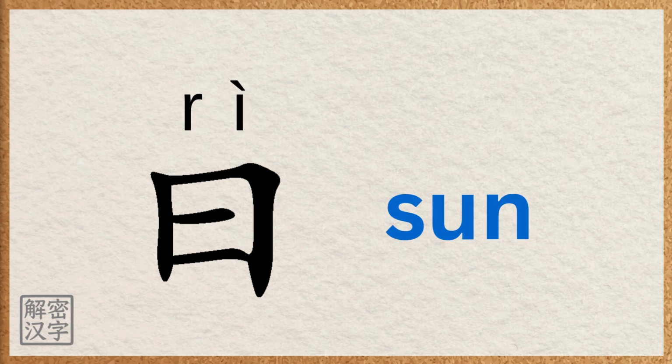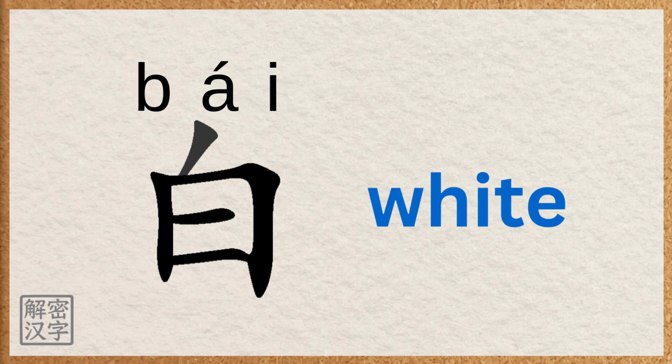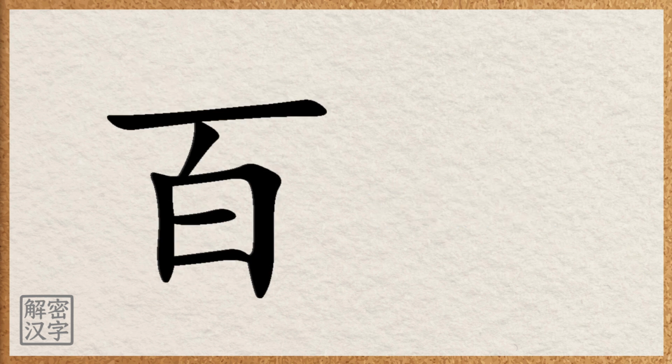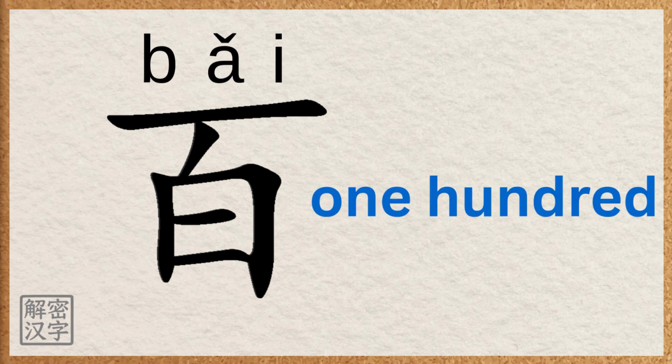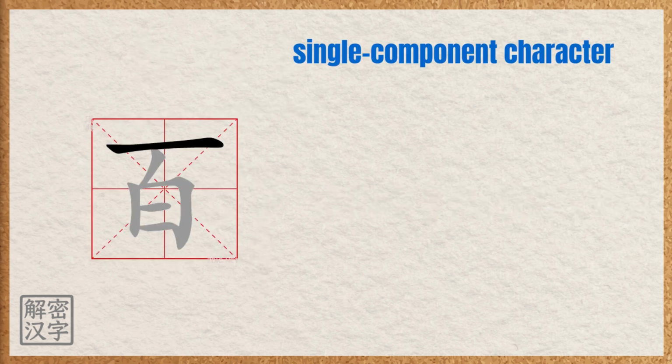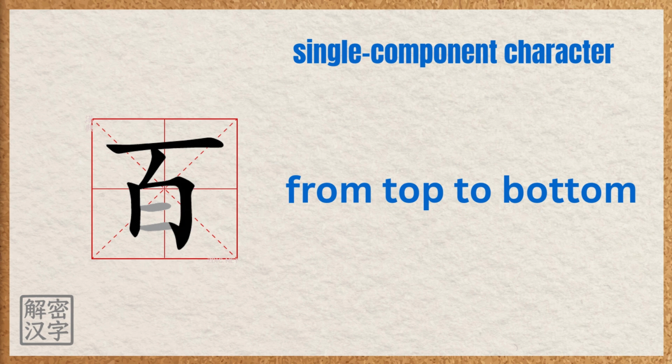Do you remember the character zhi, which means sun? If you add a left falling stroke on the top of it, you get a new character bai, which means white. Then, if you add one more horizontal stroke on the top of bai, you get the character bai, which means 100.